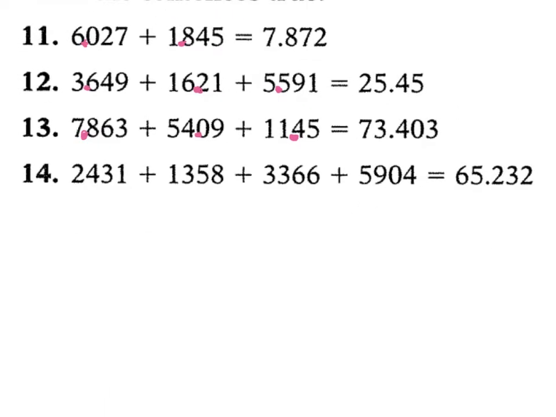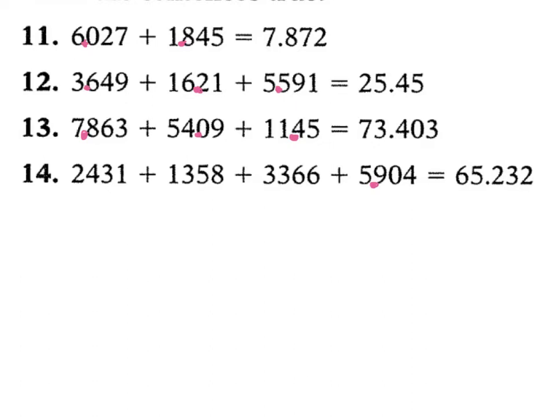And then our last one, we need our numbers to add up to 65. Looking at 59 or 5904, 59 would be probably too big, so I'm going to put our decimal there. So we have 5.904.